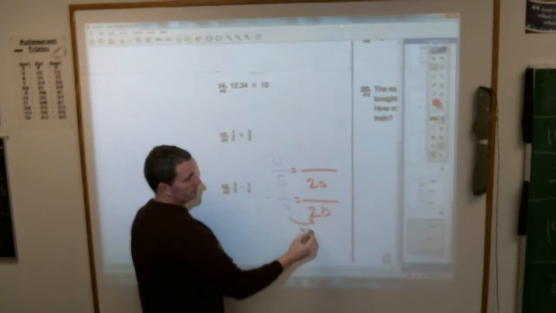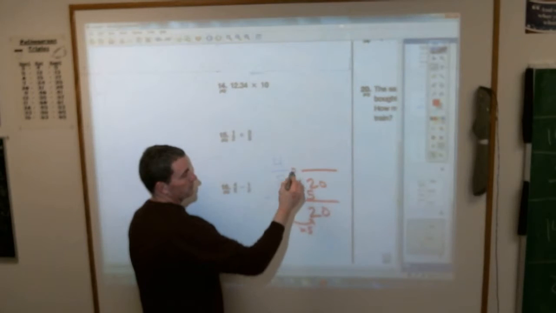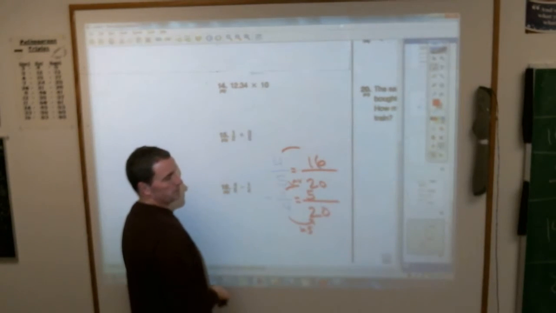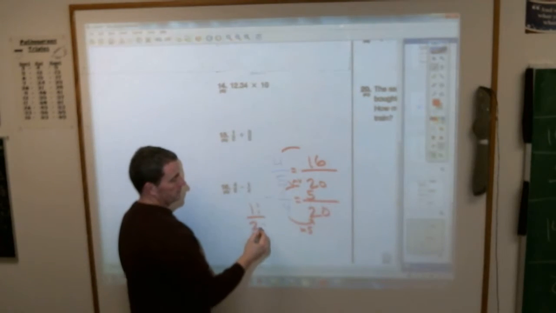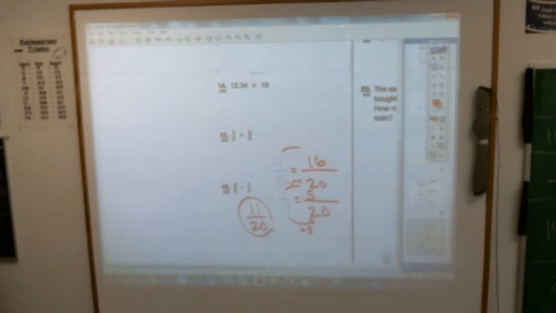So you're going to make these both have 20s for their bottoms. 4 times 5 is 20, so you multiply the top by 5. 5 times 4 is 20, so you multiply the top by 4. And then you can do the subtracting from there. The answer is 11 20ths. Does that help?